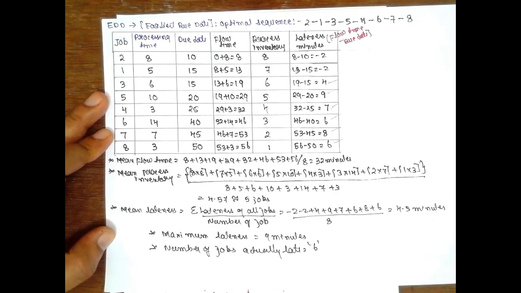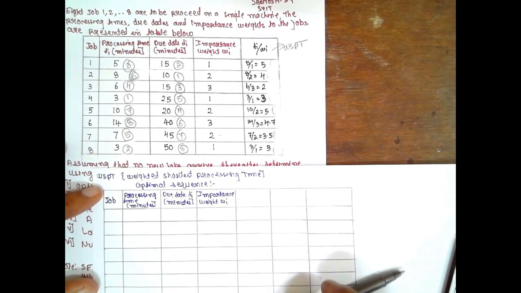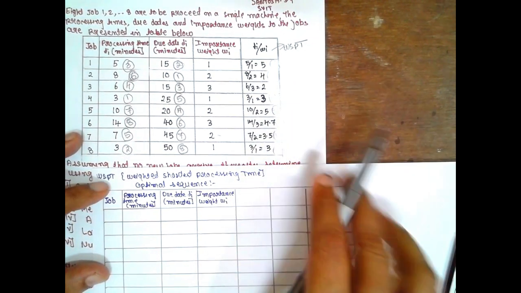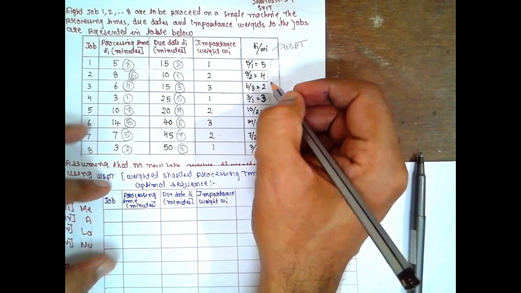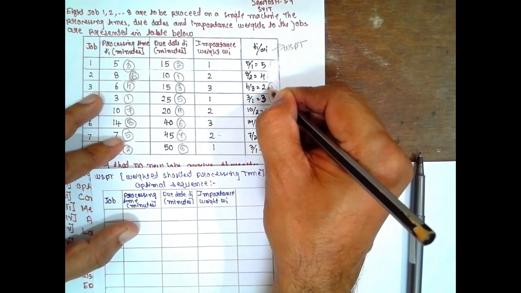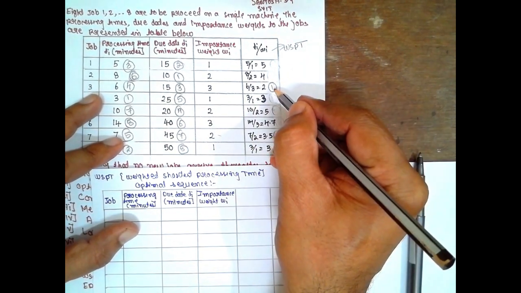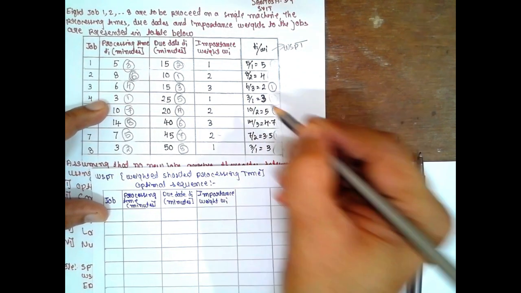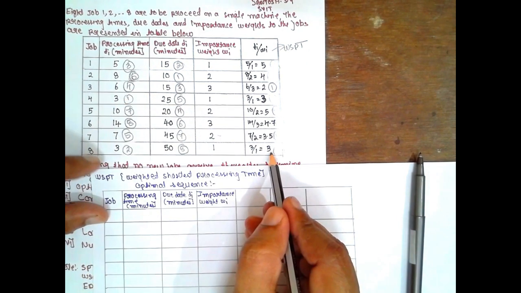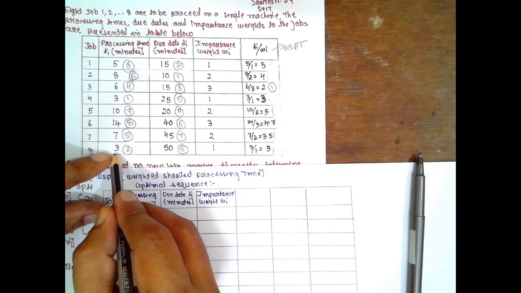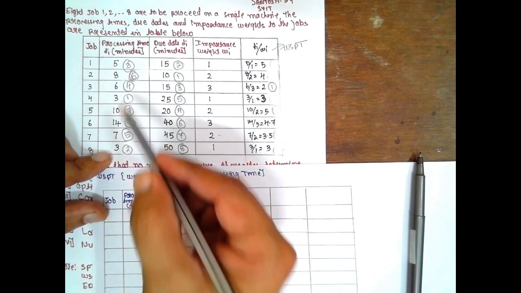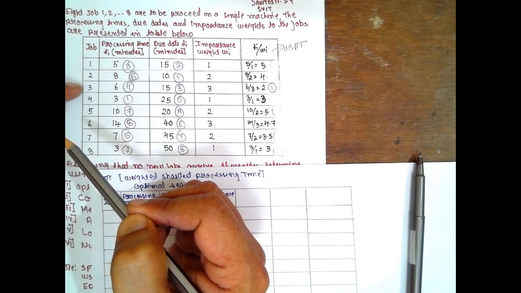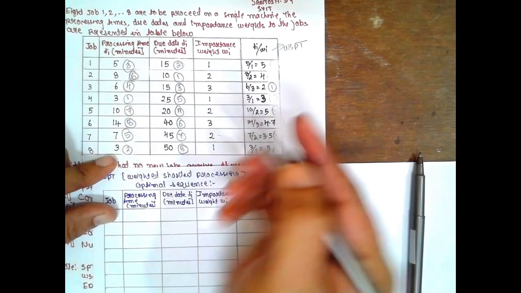Now we are in the WSPT rule. Select the sequence from the smallest to largest. The smallest is here, 2 is the smallest first, then 1. Next is 3. Select the processing time. Now 3, the processing time is 3. Again 3, the processing time is 3. If both are the same, then you have to see the job sequence. The first appears here, therefore you have to select this one.